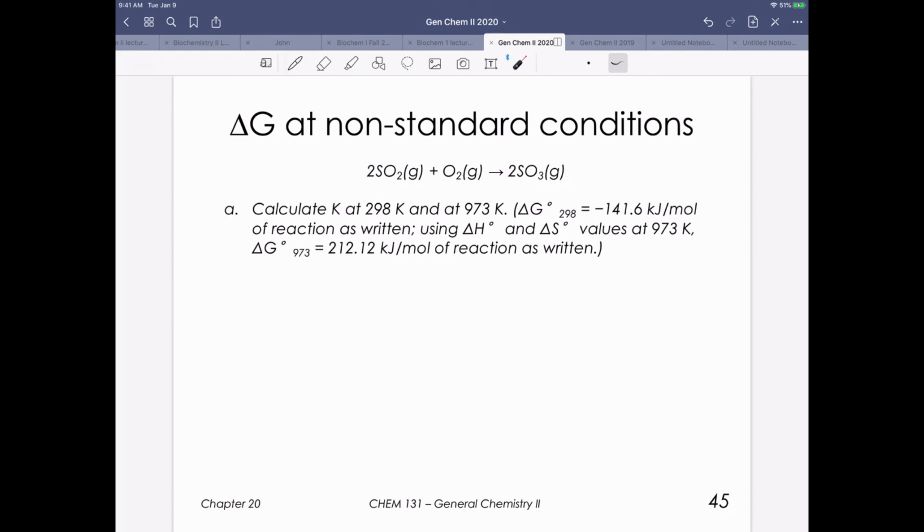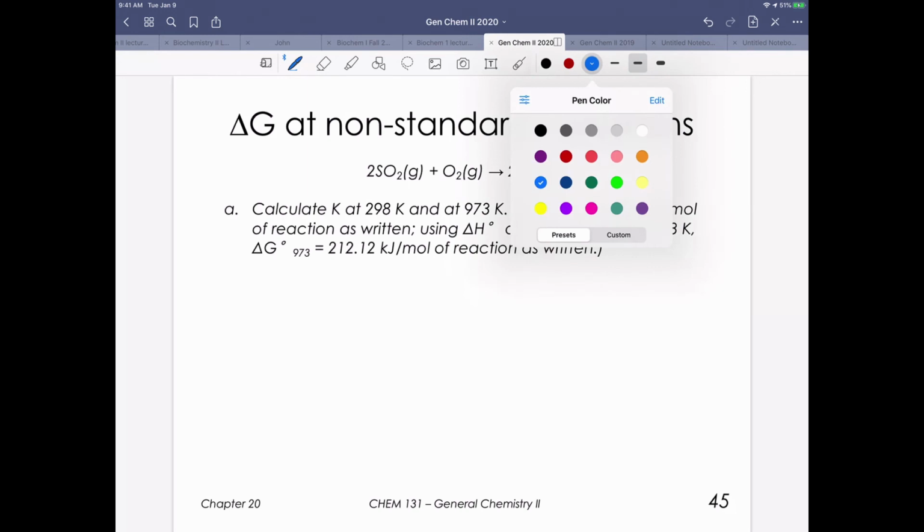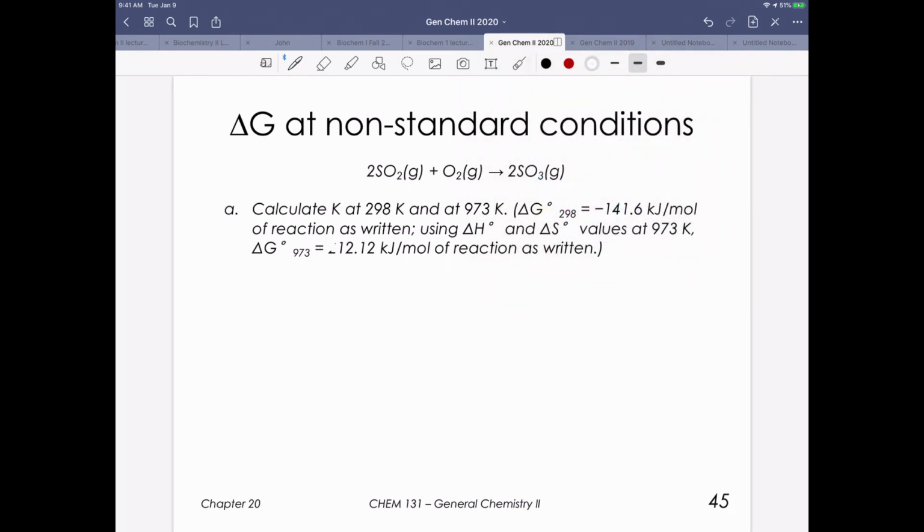All right, last problem here has us think about the same kind of situation, but now thinking about just doing some math with it. So here's our problem. We want to calculate K at 2 different temperatures. They give us the delta G at both of these temperatures, and let me go and highlight here. I've got to fix one of these numbers. This number here is actually not 212, but minus 12. So let me go ahead and fix that one right now. So that's what that number is.